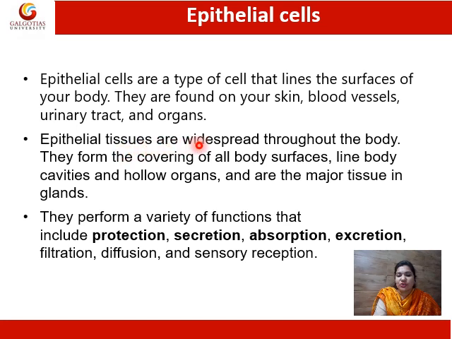Epithelium tissue is widespread throughout the body. They form the covering of all body surfaces, line cavities of the body and the hollow organs, and are the major tissue in glands. They perform a variety of functions that include protection, secretion, absorption, excretion, filtration, diffusion, and sensory reception. So the epithelium cell is widespread throughout the body and covers the whole hollow portion of our body system.